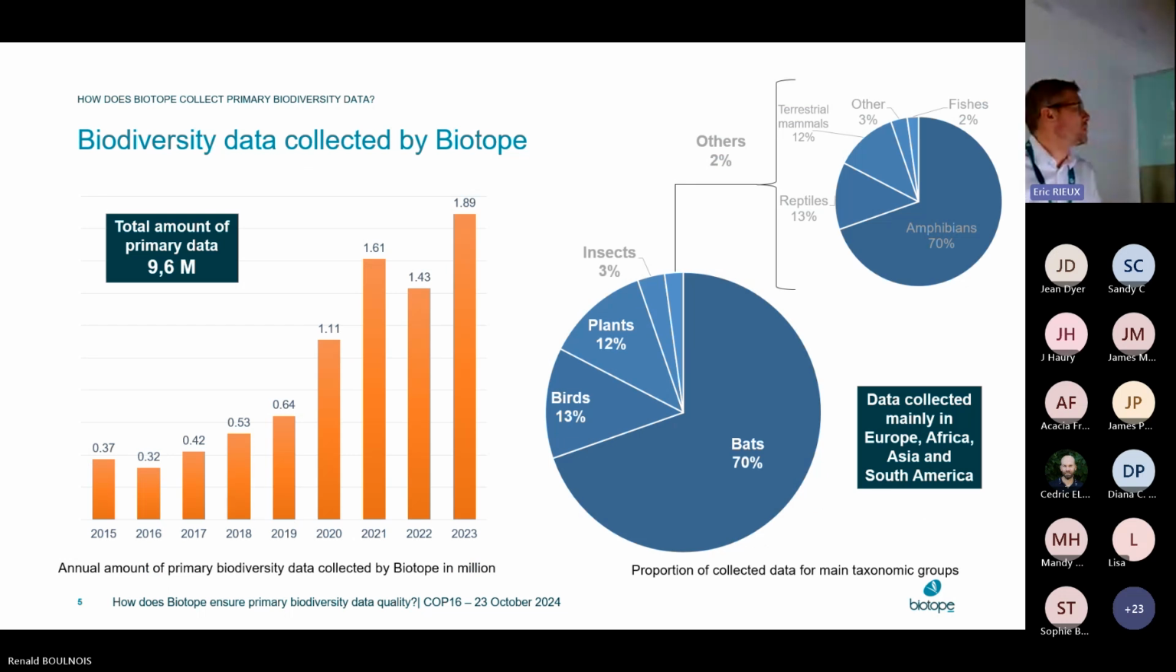So enough about BIOTOPE. Let's talk about data now. This is a rapid presentation of the amount of data we have gathered from 2015 to 2023, close to 10 million data points, mainly bat sound recordings, 70% of the total. A lot of data regarding birds and plants also. Insects make up 3% of this data. And a specific category, the other categories, can be divided further: 12% is mammal data, also amphibians, reptiles, fish, and other taxa.